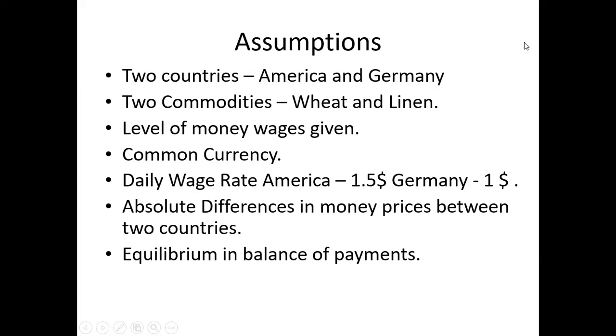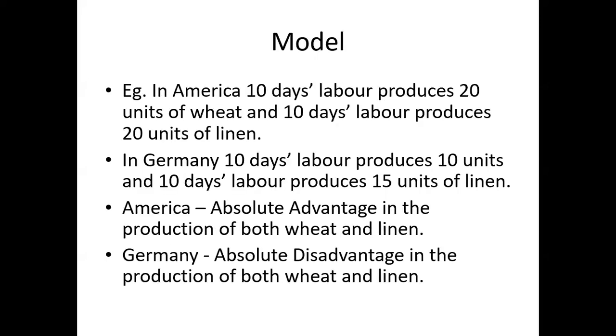And there are absolute differences in money wages between the two countries, and it is assumed to have an equilibrium in the balance of payment between the two countries. In case of any disequilibrium in the balance of payment, gold will flow from the deficit to the surplus country, thereby changing the prices and money income in both the countries till the equilibrium is restored. Let us see the model.